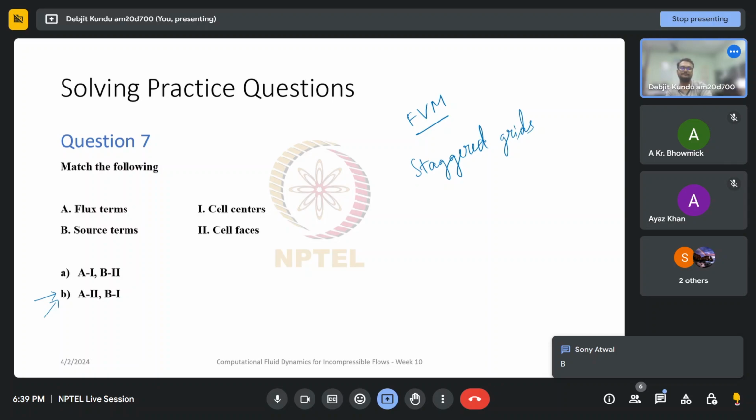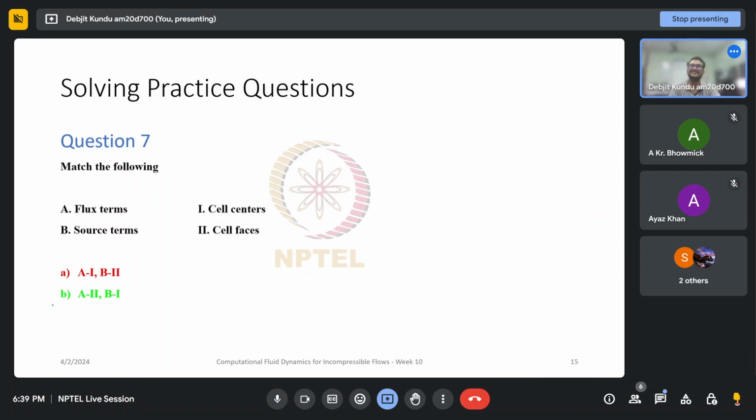Option B again. Option B, option B. This has no option but to be correct, with such majority being in favor of it. So flux terms are stored in cell faces and source terms are stored in cell centers. So if I have a blown up control volume like this, the source term would be stored here and the flux term would be stored here.